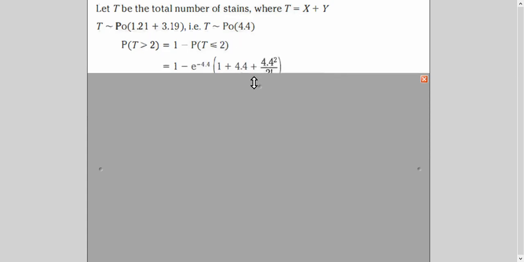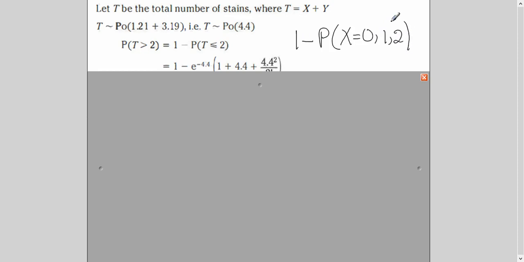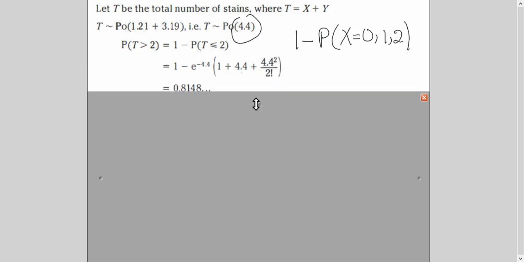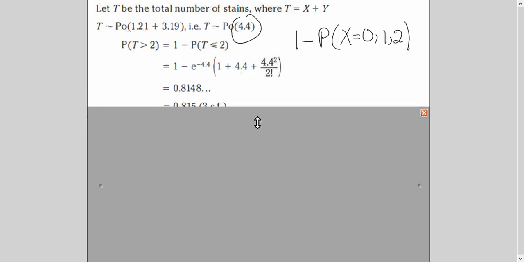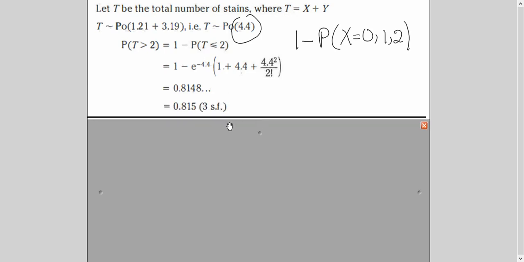So now we will calculate, in this case, 1 minus the probability of X equals 0, 1, and 2. And my lambda will be what? 4.4. So this is what is done here. You can see for 0, 1, and 2, right? And the formula of the Poisson is the same. So you got this answer in 3 significant figures. So let's see part 2 now.